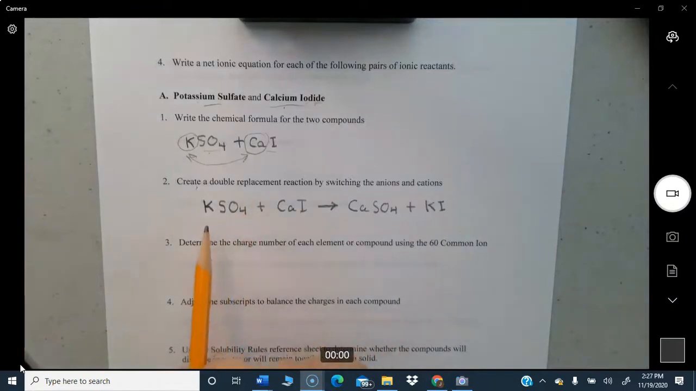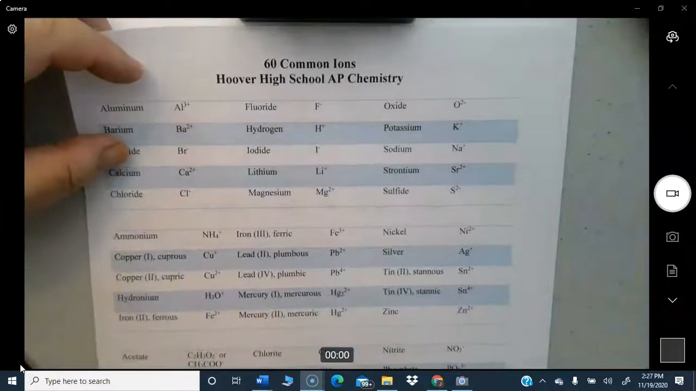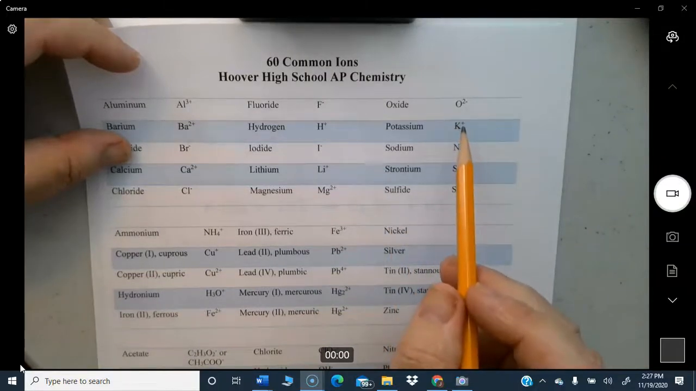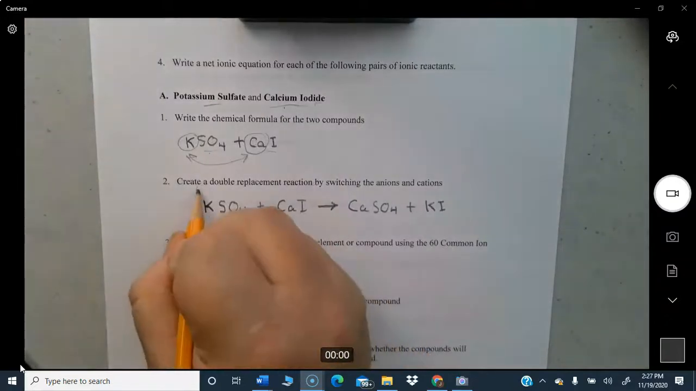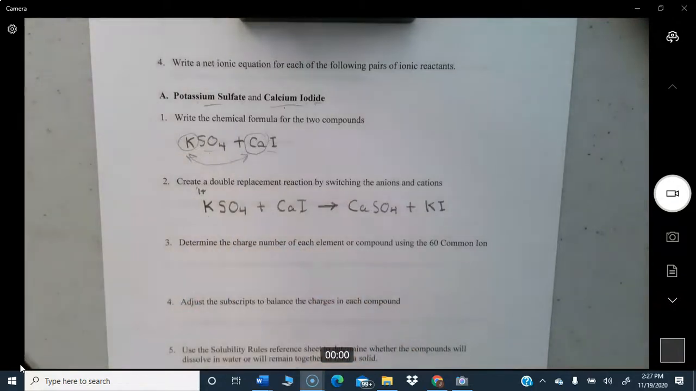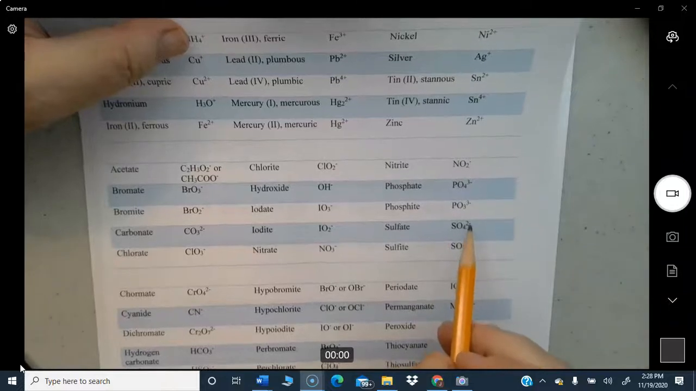Okay, now you have to charge balance it. Remember, ionic bonds have to be charge balanced. So what you have to do is go through and identify the charges on each of these elements, or in the case of sulfate, on the sulfate. So you can either do that from your 60 ions, right here. So for example, we have K is just a plus. That means it's a +1 or a 1+. So we'll go ahead and put that here. And SO4. Now you can't find that from the periodic table, but you can find it from the 60 ions. And we just pointed to it earlier. SO4 is a 2-.